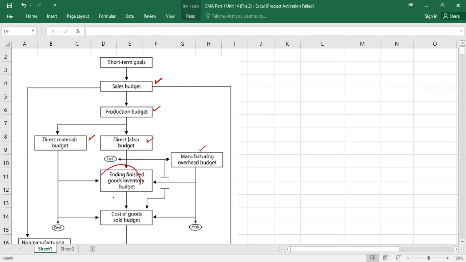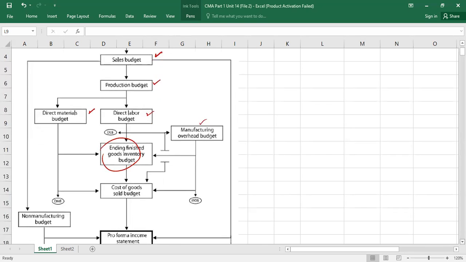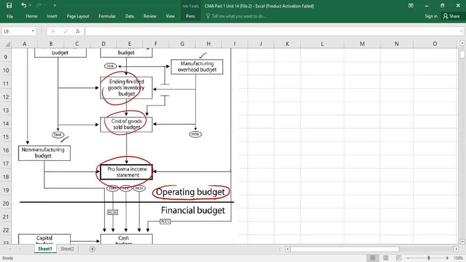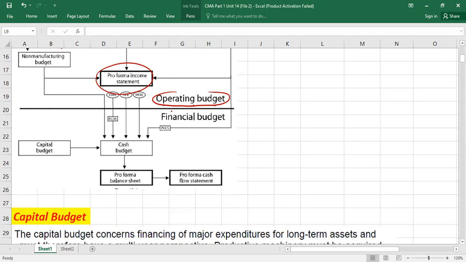We also discussed the ending finished goods inventory budget, the cost of goods sold budget, and then the non-manufacturing budget. Then we prepared the pro forma income statement. For today's class, our topic is the financial budget.